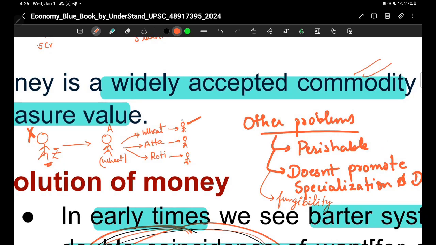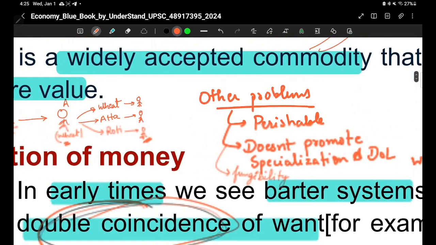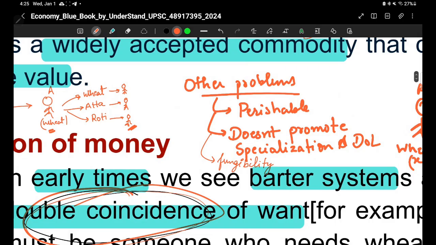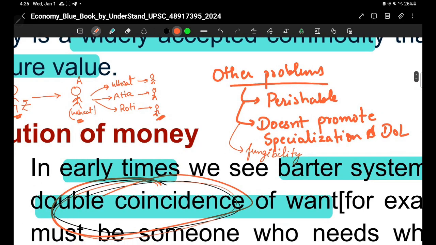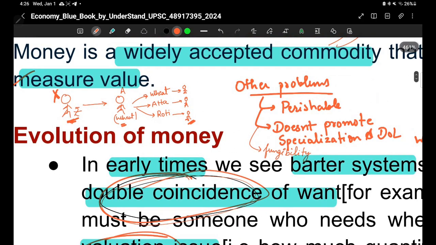He's employing one person to harvest wheat, one more person to make atta, and one more person to make roti. So what is he promoting here? He's promoting division of labor, and each individual person will be specialized. He'll be able to harvest wheat efficiently, make the finest quality atta, and people will be able to make the softest roti possible. So it promotes specialization. Money promotes all this, and he gets to choose whatever he wants to. So it promotes division of labor and specialization.